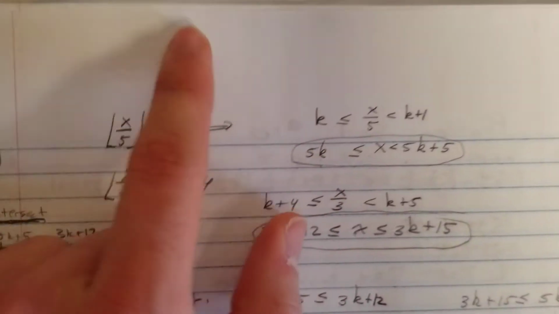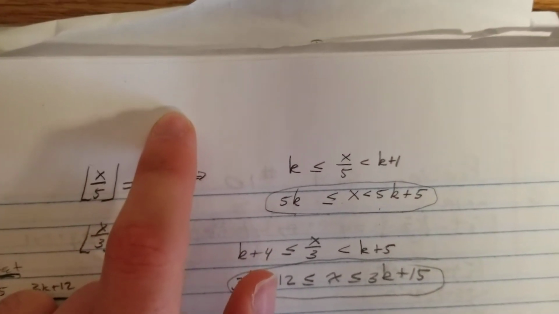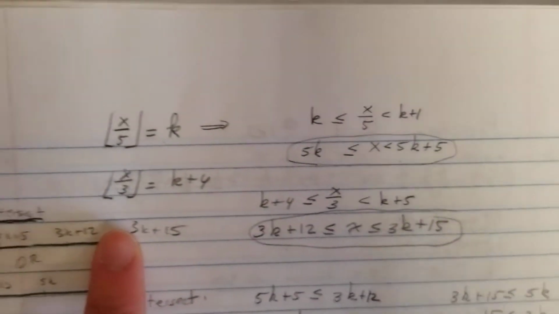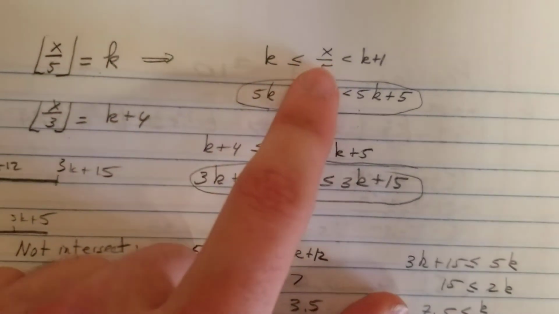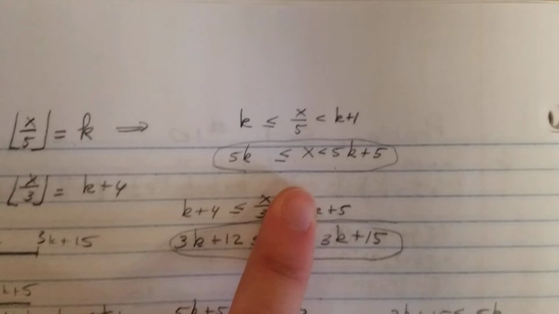So, for example, the floor of 1/3 would be 0. The floor of 2/3 would be 0. The floor of 4/3 would be 1. Just for examples. Anyways, using that and simplifying, you get 5k is less than or equal to x, which is less than 5k plus 5.